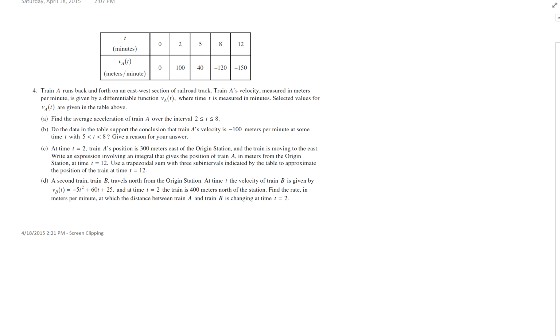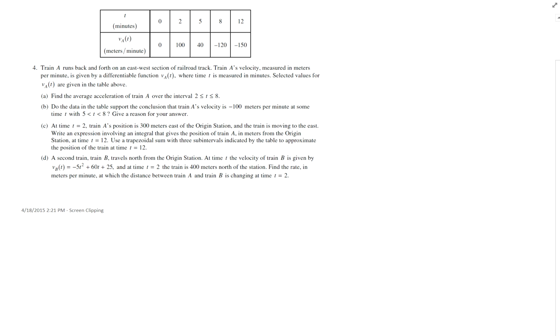Alright, here's number 4. Train A runs back and forth on an east-west section of railroad track. A's velocity in meters per minute is given by a differentiable function v sub A of t for train A, where t is measured in minutes. Selected values for v of A are given in the table above. We want to find average acceleration. I'm kind of looking ahead.